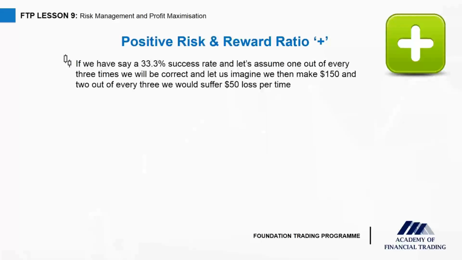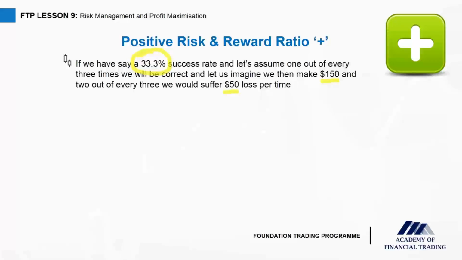Let's run through an example. Let's imagine that you have a strategy which is 33.3% accurate, and every time you get it right, you make $150. Every time you get it wrong, you lose $50. And anybody who knows anything about Irish accents will appreciate how difficult that sentence was. That's an Irishman's kryptonite, but let's go through it.